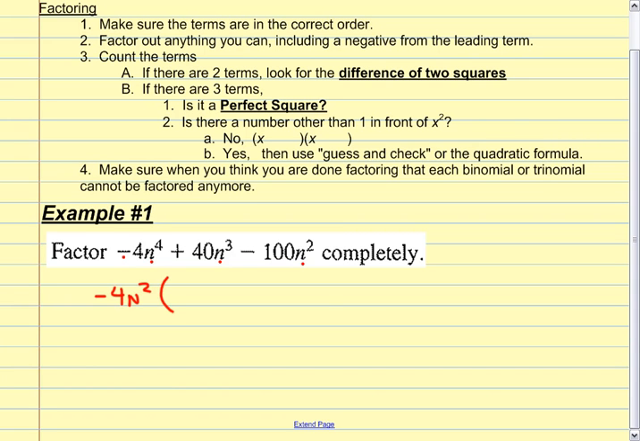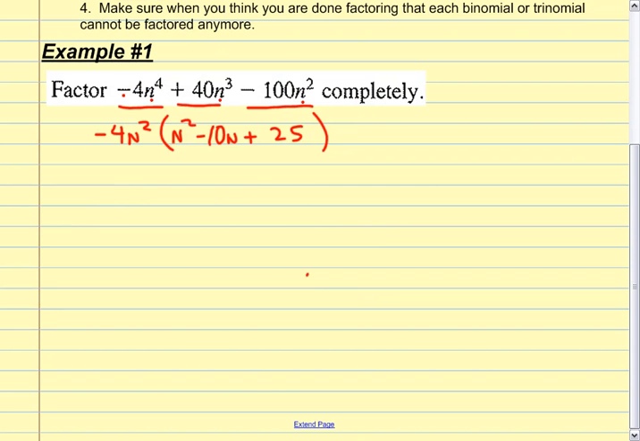Then I ask myself, what's left inside? Negative 4n squared times n squared gives me this term. Negative 4n squared times negative 10n gives me this term. Negative 4n squared times positive 25 gives me that term. Now I've factored out everything that goes into each one of them. Now I'm going to look at what's left in here.